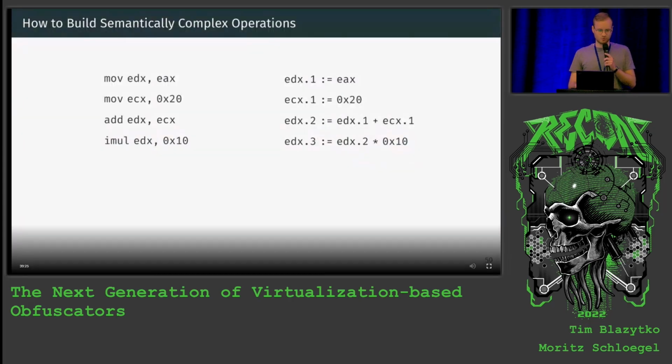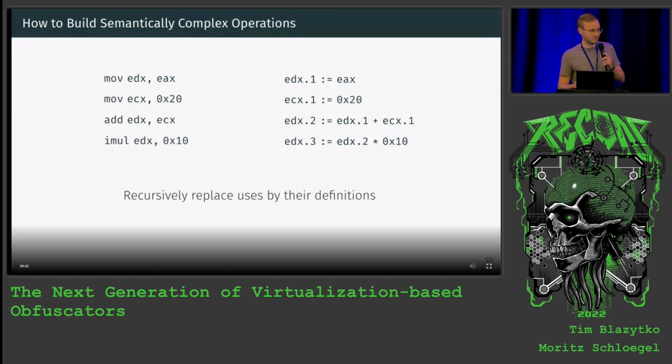So the gist is that we have semantically complex arithmetic operations, and the first question I'd ask myself here is, how do we get here? And for that, I brought you a small assembly snippet on the left side, and on the right side, it's the same in SSA form, so single static assignment, where basically each variable is unique. And what we are going to do is we recursively replace uses, so where the variable is used on the right-hand side, with their definitions.